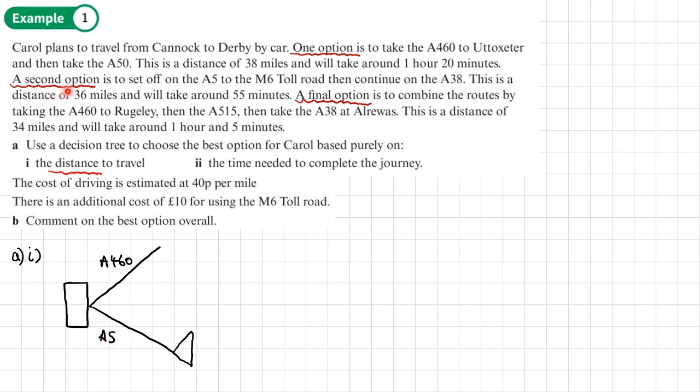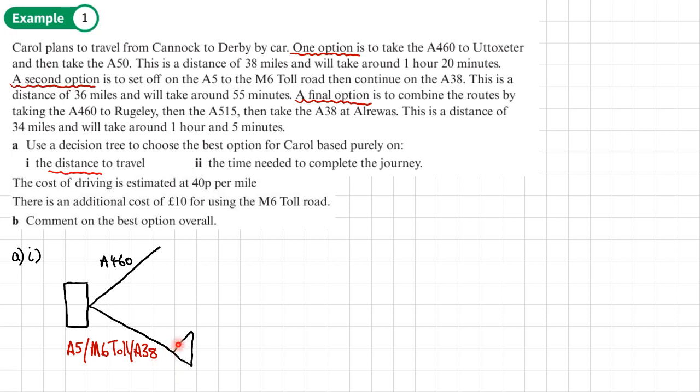In this one, the A5, the second option, it's the A5, then the M6, and then the A38. So let's just put those 3 roads on. Let's do it in a different colour. So you've got A5, and then from the A5 we're going straight to the M6 toll road. Toll just means we're going to have to pay at some point to continue using that road, and then it's the A38.